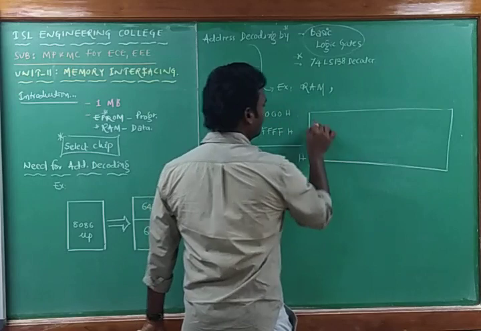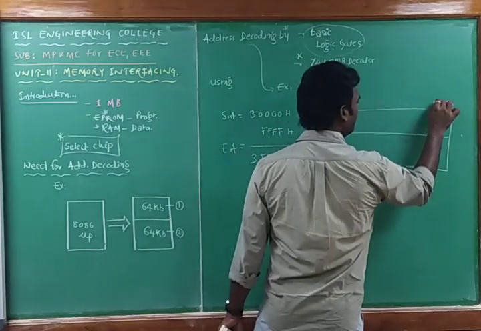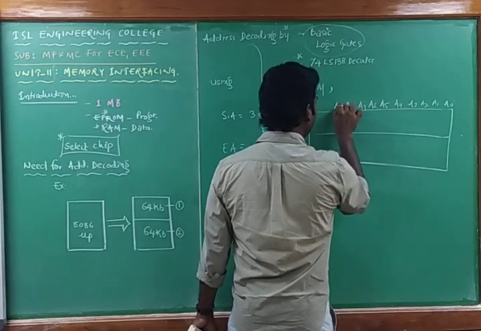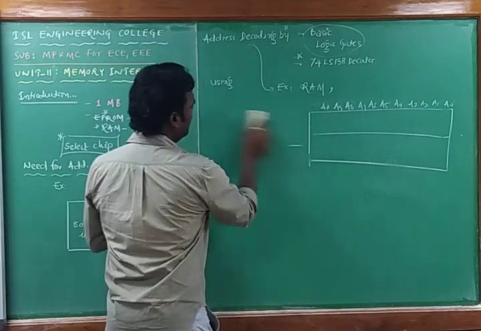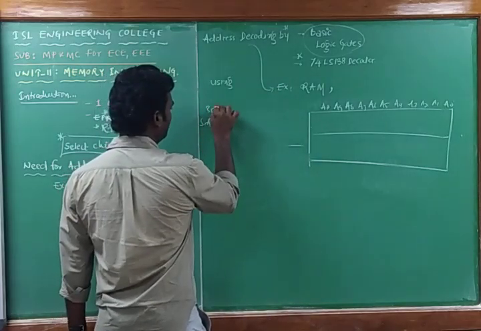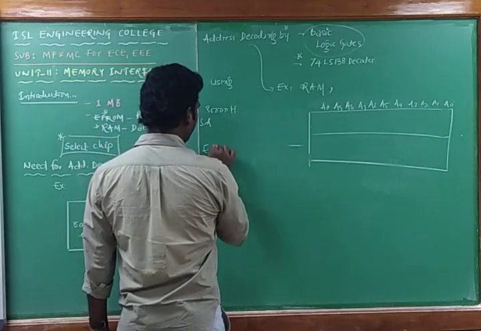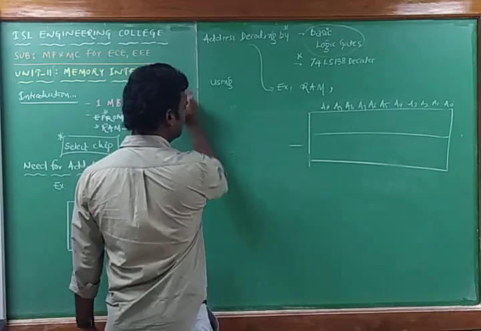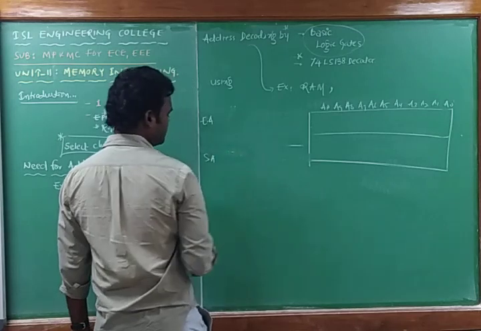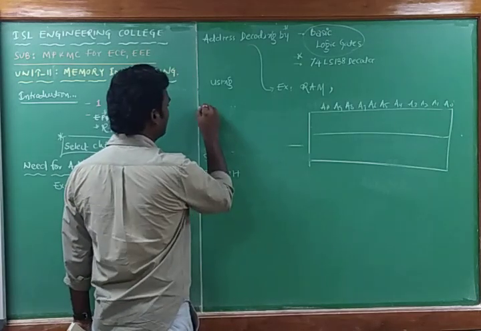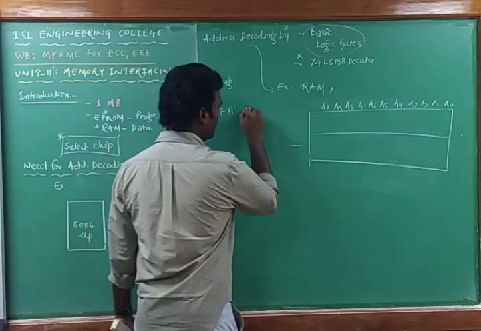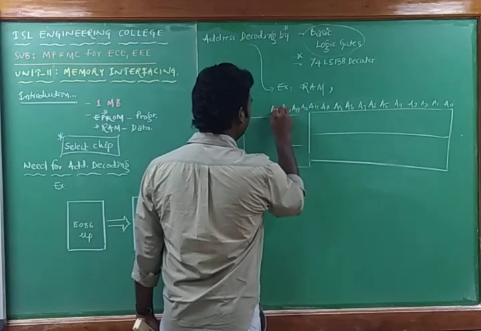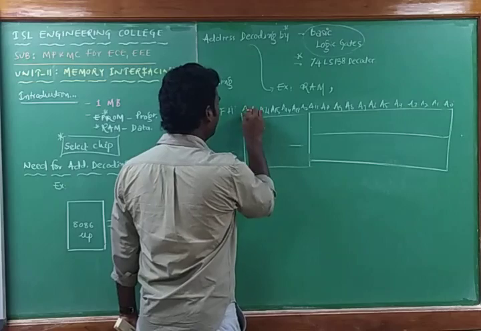First, you can go with the total address lines A0 to A19: A0, A1, A2, A3, A4, A5, A6, A7, A8, A9, A10, A11, A12, A13, A14, A15, A16, A17, A18 and A19. The starting address is 30000H, and the ending address is 3FFFFH.